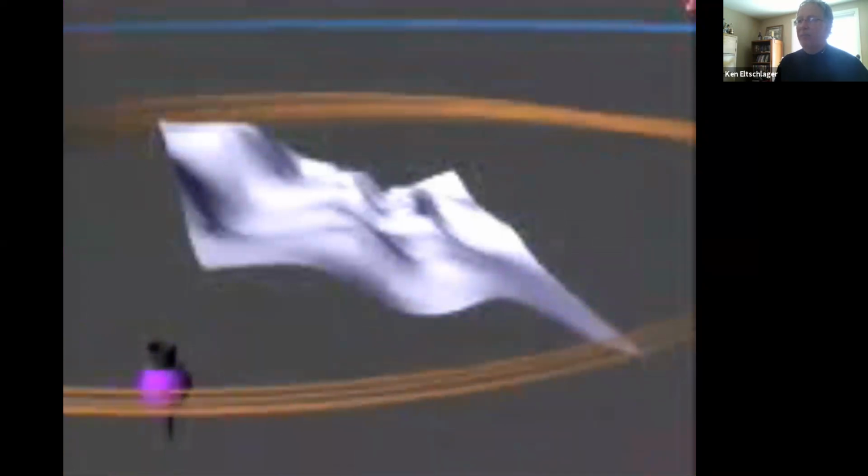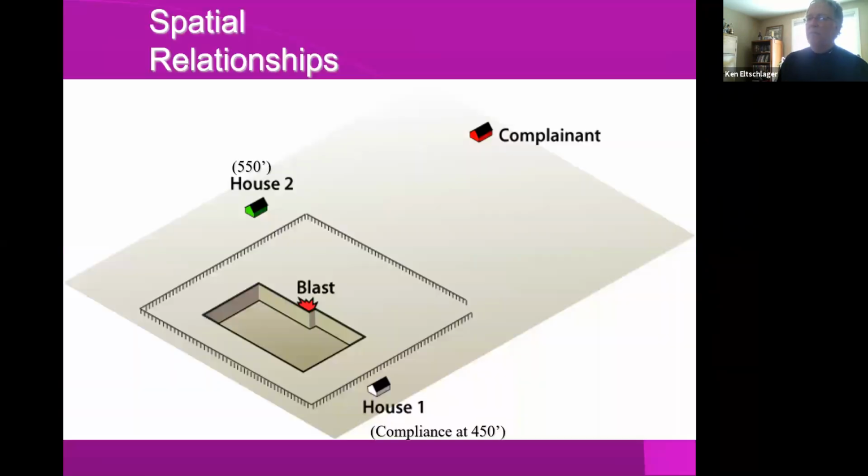Very common. Okay, now spatial relationships are important as well. What we just saw was just radial energy emanating out from each blast hole. Well, it's going to be affected by superficial features as well, the spatial arrangement around.